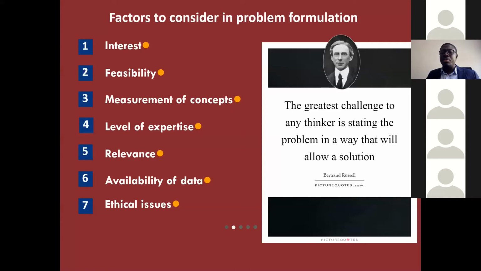According to Bertrand Russell, the greatest challenge to any thinker is stating the problem in a way that will allow. So the problem statement is critical, and it will help you to formulate the right topic for your research. Please, let's move on.